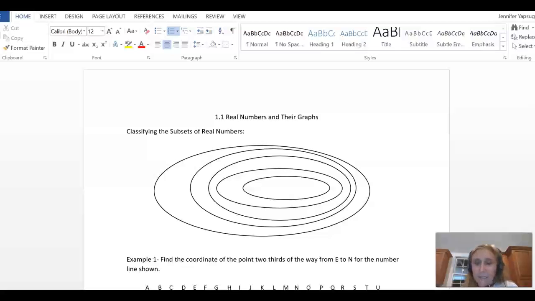Hi girls, so this is going to be our first lesson in Unit 1, and we are going to be taking a look at real numbers and their graphs today.